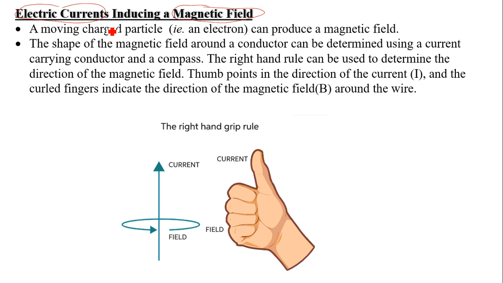What this says is that whenever you have a current, whenever you have electrons moving through a conductor, so this is our wire or conductor here, going from the left to the right, as soon as those electrons are moving, it automatically induces or generates a magnetic field. We can determine the actual shape of the magnetic field around the conductor using what is called the right-hand rule.